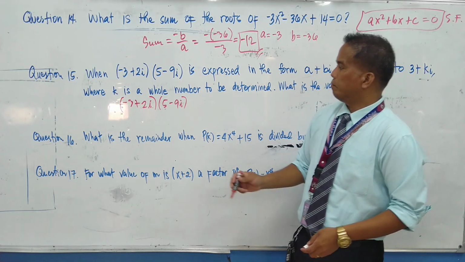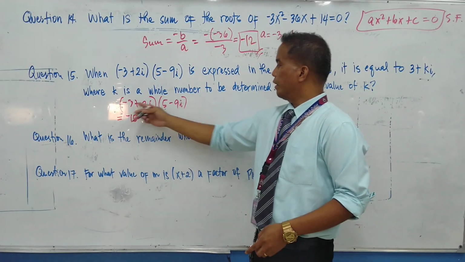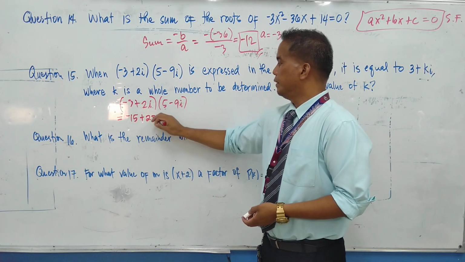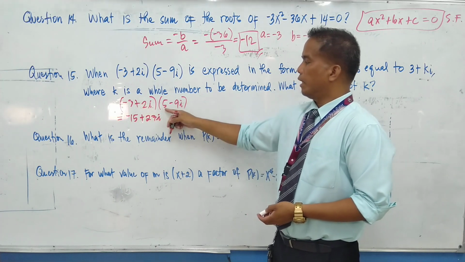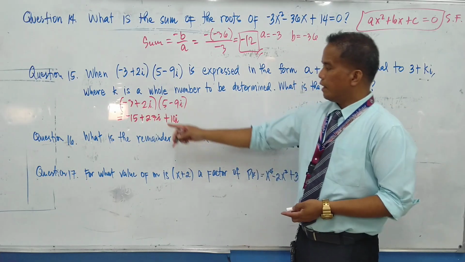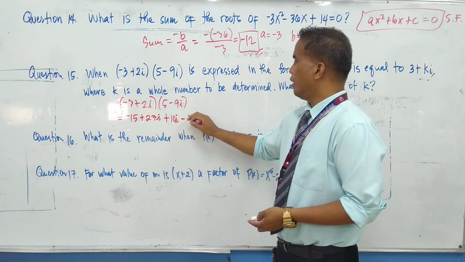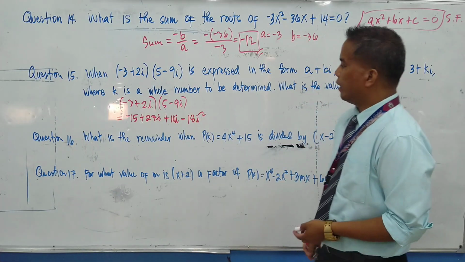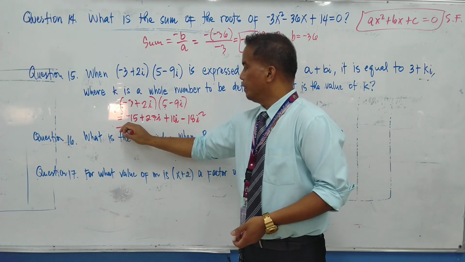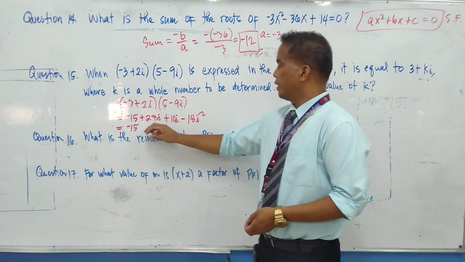Negative 3 times 5 equals negative 15. Then negative 3 times negative 9i equals positive 27i. And then 2i times 5 equals positive 10i. Then the last term is 2i times negative 9i equals to negative 18i squared. Okay? And then simplifying, so just copy negative 15. Then 27i plus 10i equals positive 37i.